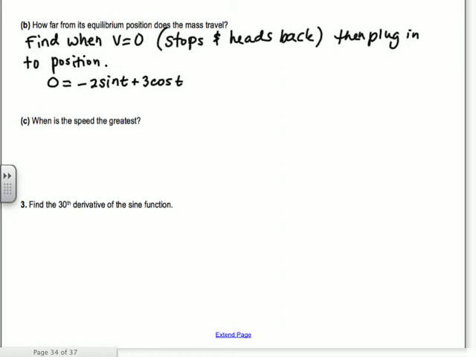You can try to solve, and you're going to get some weird numbers. You're not going to get numbers that we know from our unit circle. So let's go ahead and find this on our calculator. Go ahead and graph negative 2 sine t plus 3 cosine t for y1. We want to find the first location when it pops back, so the first place it crosses the x-axis after time 0. So we're going to do second trace, and we're going to find the 0.